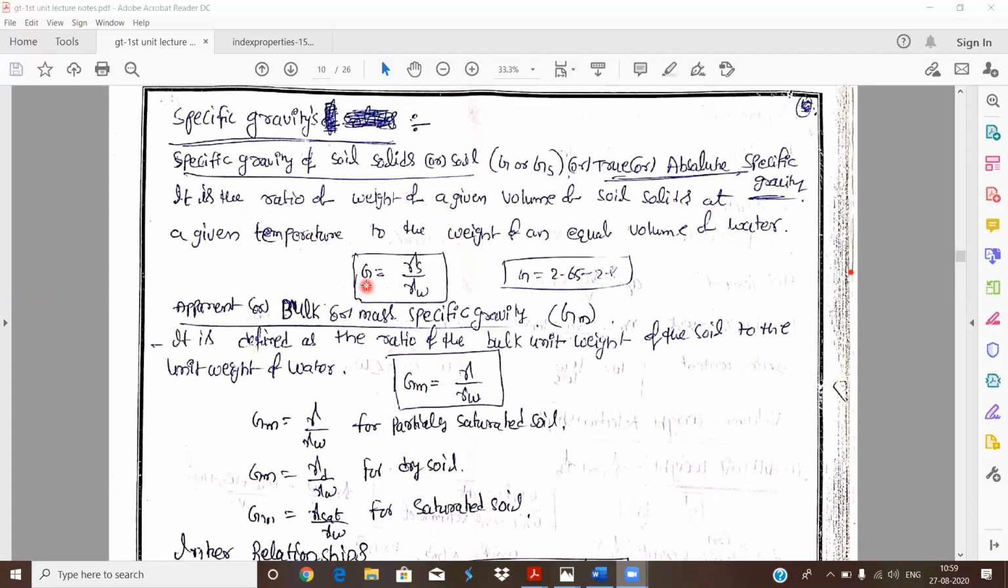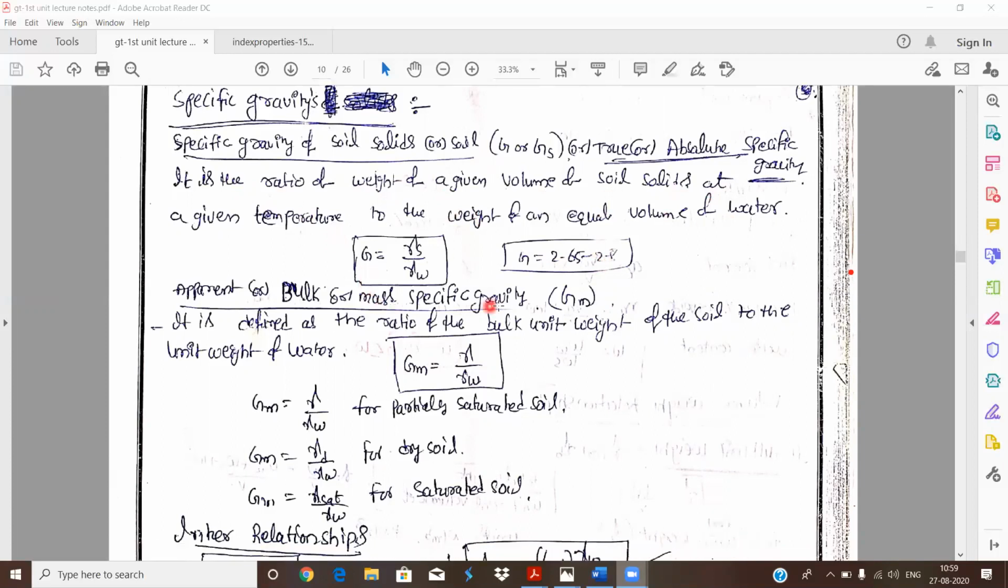Next, apparent or bulk or mass specific gravity. It is defined as the ratio of the bulk unit weight of soil to the unit weight of water. Here we can replace the bulk unit weight with gamma d, or with gamma sat, according to the problem situation.